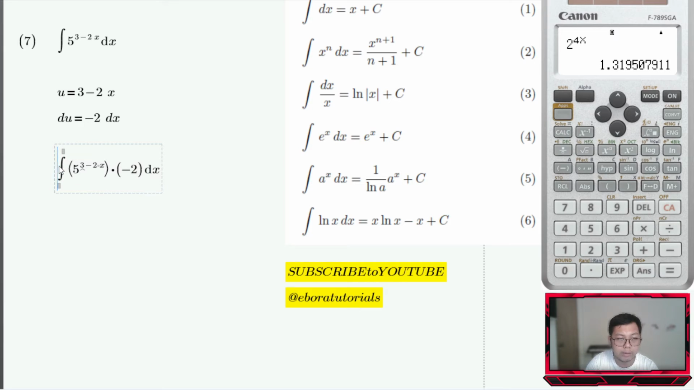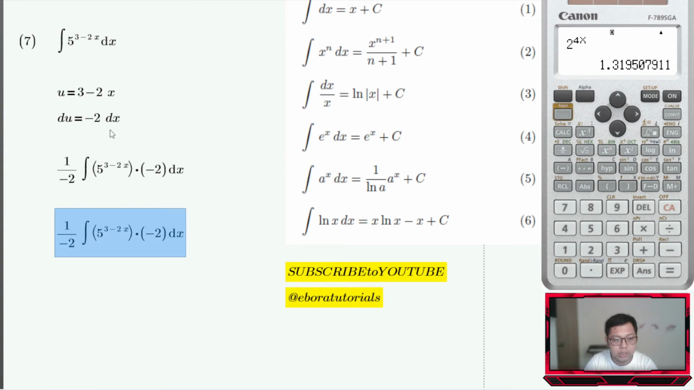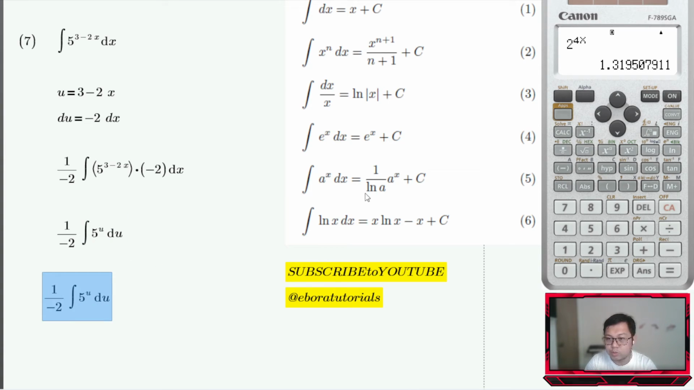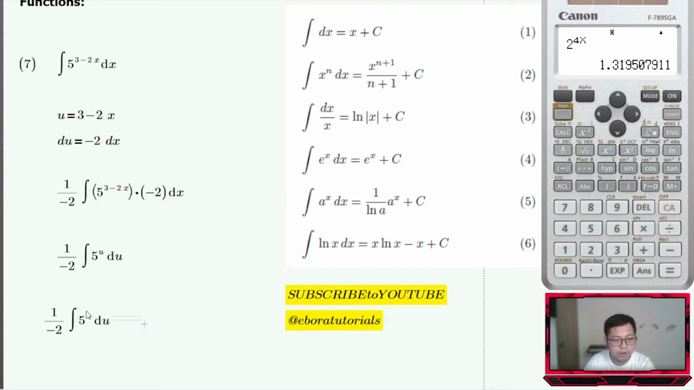So that, basically, we just multiplied the function with positive 1. Diba? Negative 2 over negative 2 is just 1. Multiplying the equation with 1 does not necessarily change its value. Okay? And then I can now proceed with the substitution. So I can change this one with 5 to the power u, and then this whole term, negative 2 dx, will be du. Okay? And then next, I can proceed with the substitution with the equation 5 for the basic integration formulas.